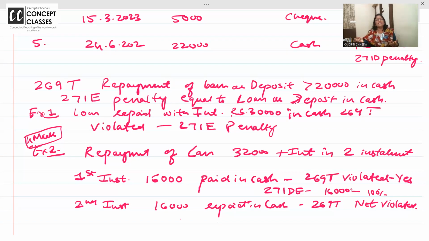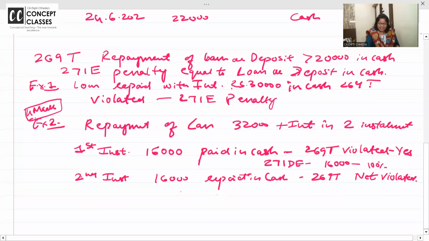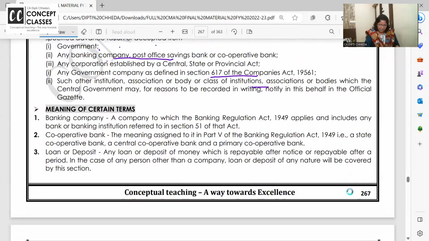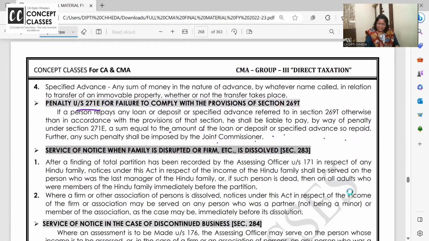Second time, then why is it not violated? Because when I paid 16, what was the balance? 16. How much I paid? 16. What is the limit? 20. Is it violating? No. Okay, right. Take your time, check it again. If you have doubt, tomorrow also you can ask me, no problem. So this is about 269T.